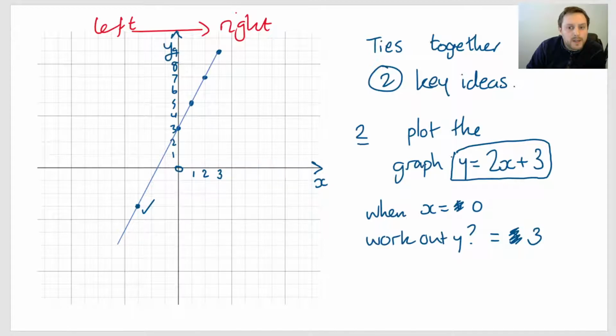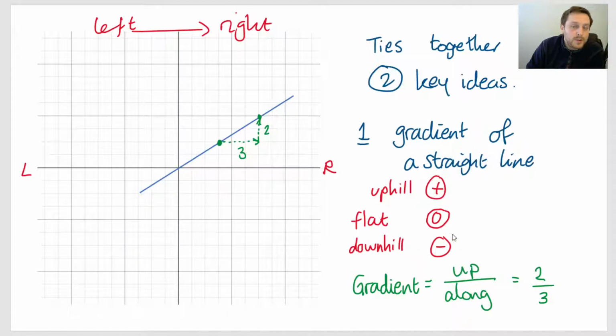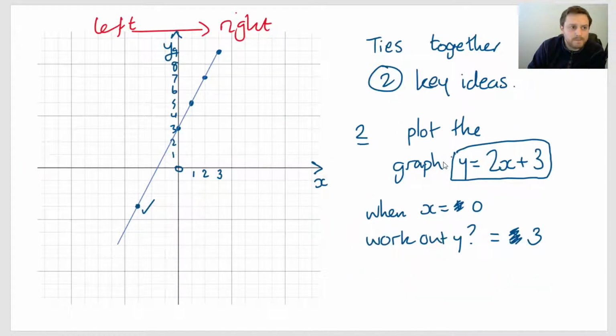Now, how do these two ideas link together? Well, you do some practice with this just by itself. You do some practice just with gradients. That was the first thing we did. You do some practice of plotting, which is of course easier in class than it is on the computer. And then the idea is to tie the two ideas together. As I say, we're going to tie together two key ideas.